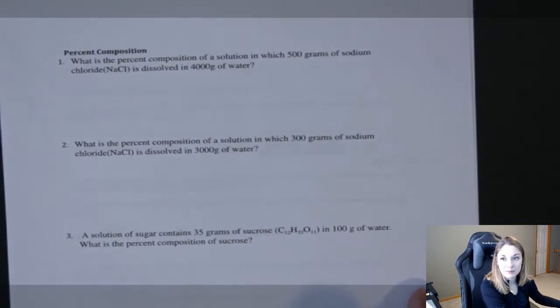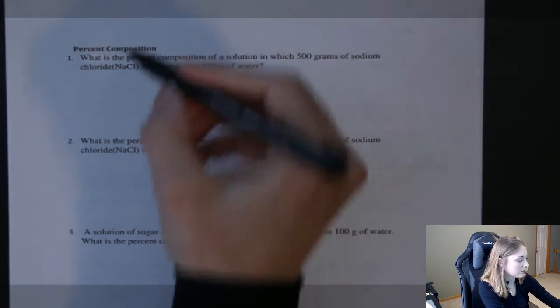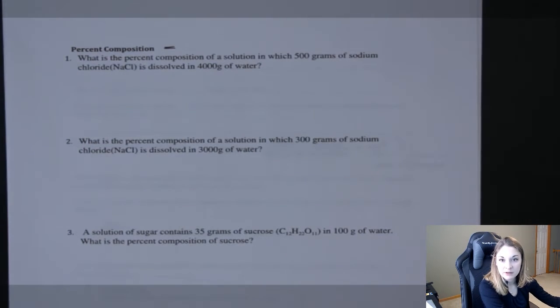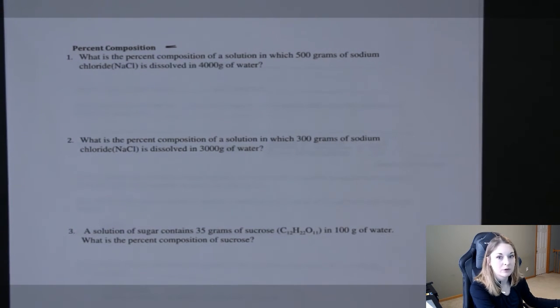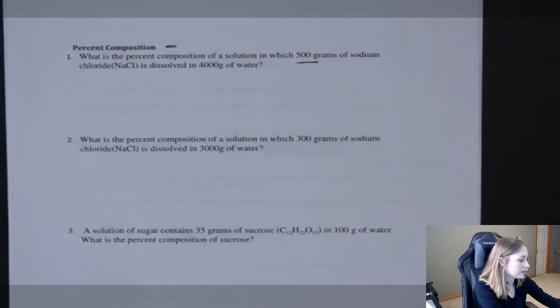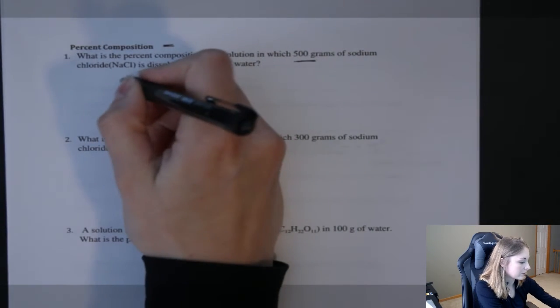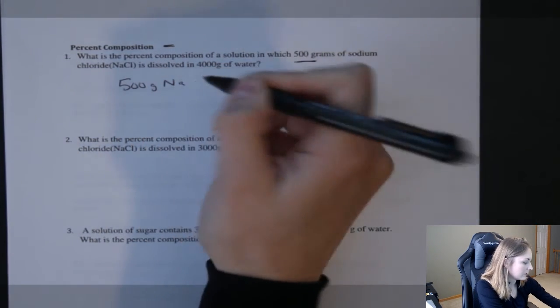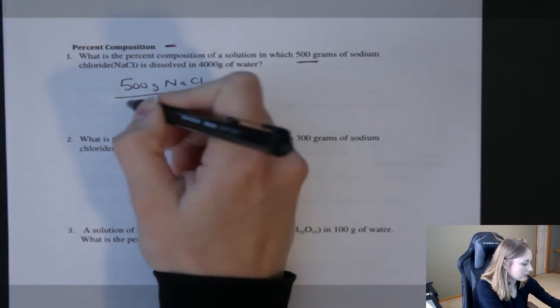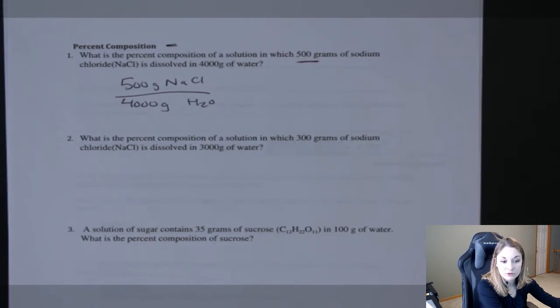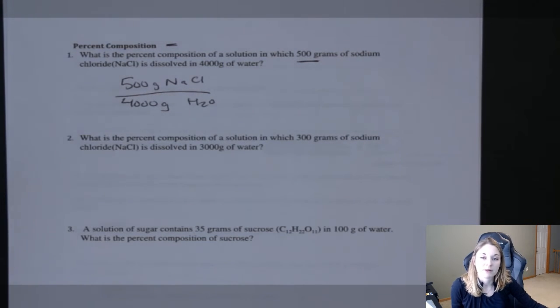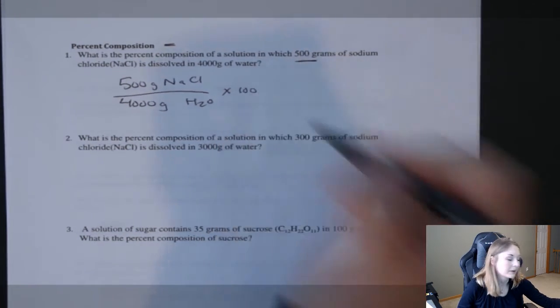This is a separate document. This was something else that was shared with you that was called percent composition. So that should be on your Google Drive as well. But this one is going to be done in a very similar way. You're going to identify your solute. So in this case, it's 500 grams of sodium chloride, and it's now being dissolved in 4,000 grams of water. You're going to divide those just like we did before, but because we're dealing with percentages and not parts per million, we will not multiply by 1,000,000, but we're going to multiply by 100.